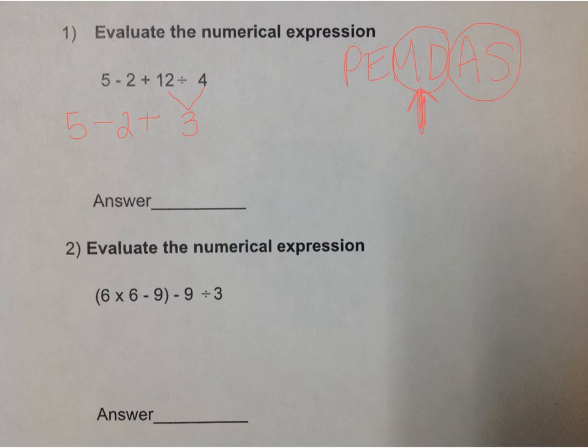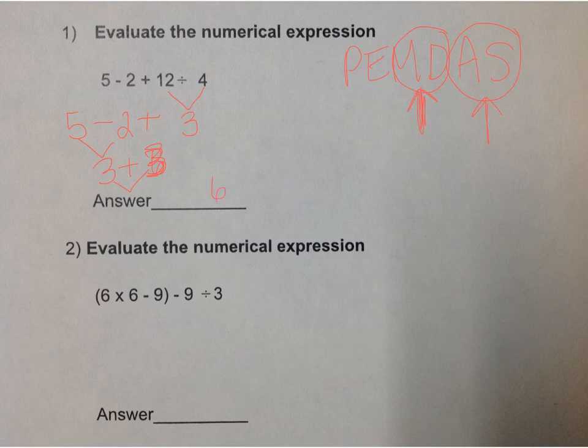Now I see that I have subtraction and addition left, so now I know I'm up to the last team. And like I already said, it doesn't matter which one we do first. We're always going to do the one that's first in line. Okay, they can switch around. So I'm going to be doing 5 take away 2, which gives me 3. Bring down what I didn't use, and I end up with 3 plus 3, and I end up with a final answer of 6.